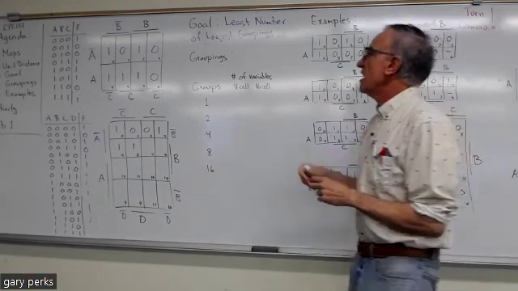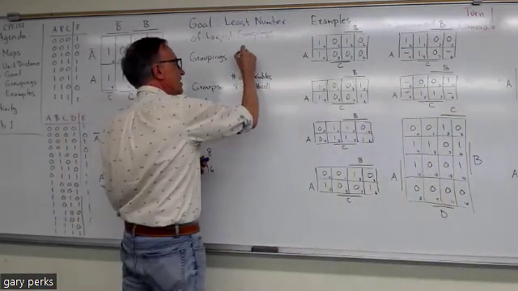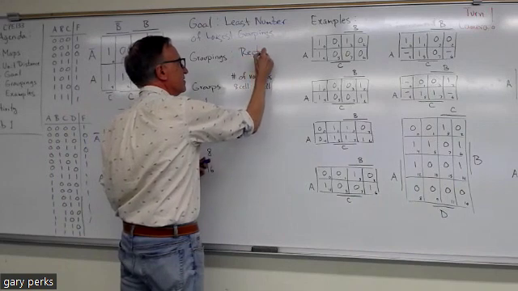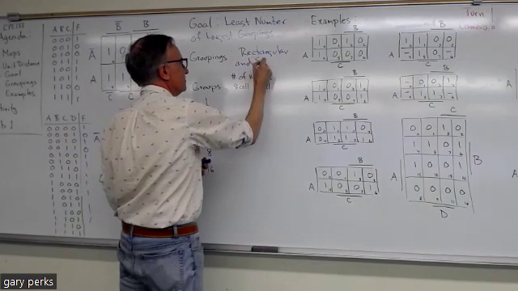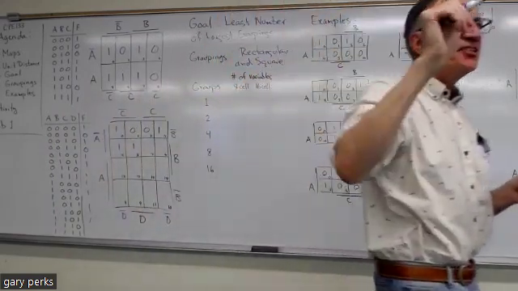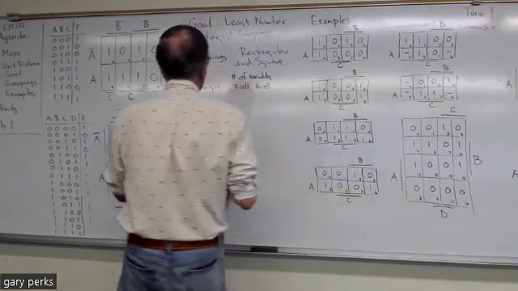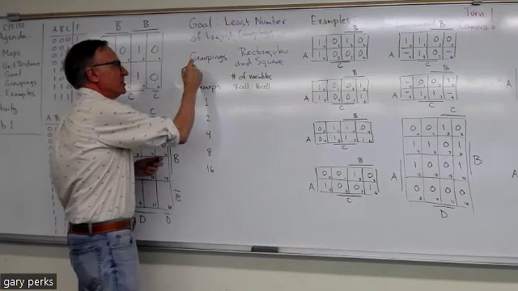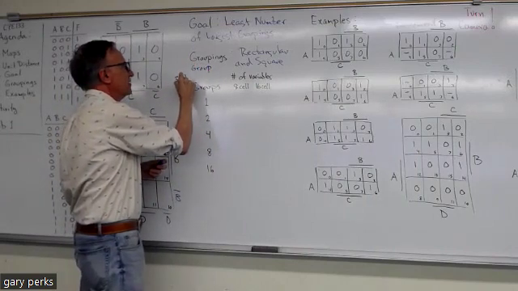Now, the types of groupings that you can do are rectangular and square. You can't do a diagonal grouping. You can't do irregular shapes. Only squares and rectangles are allowed. And you can group either 1s or 0s.